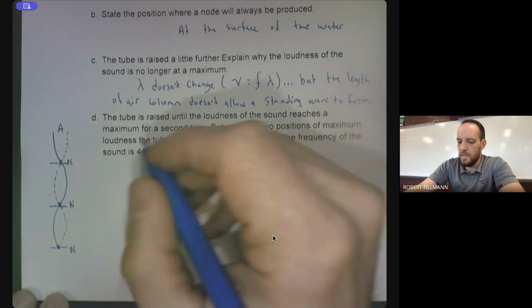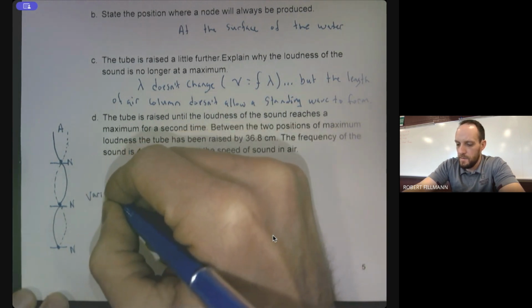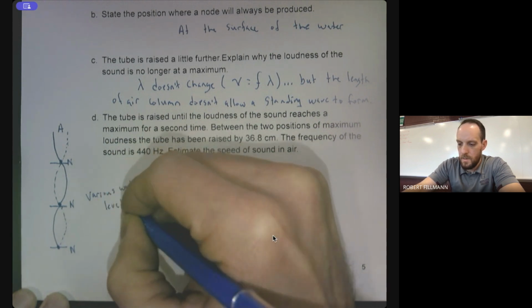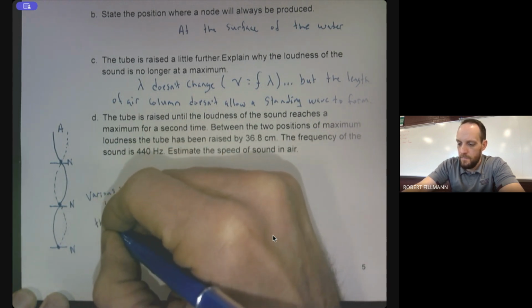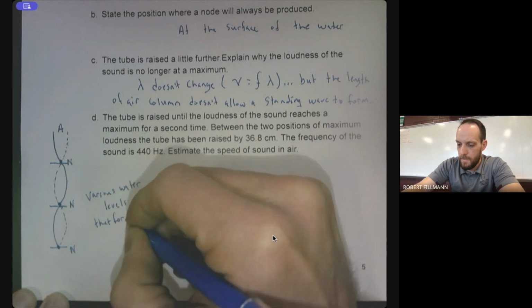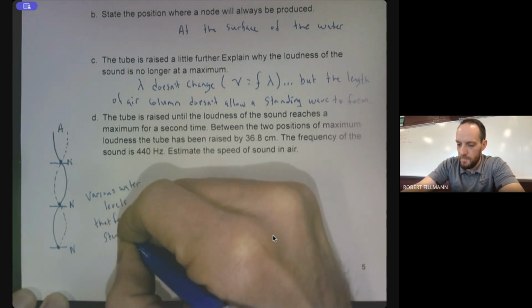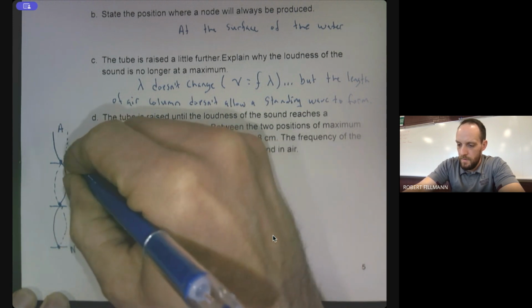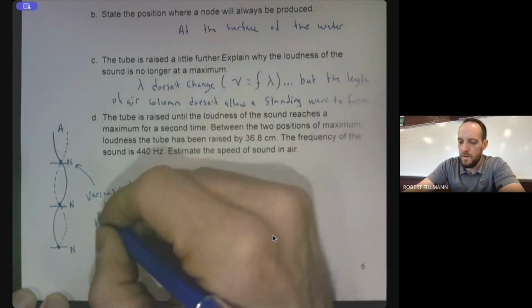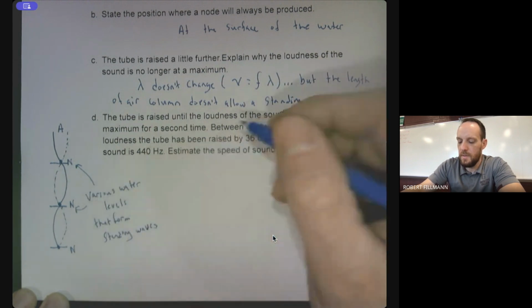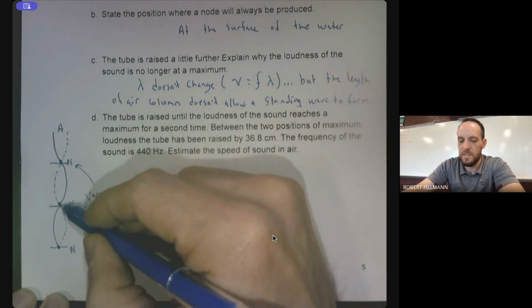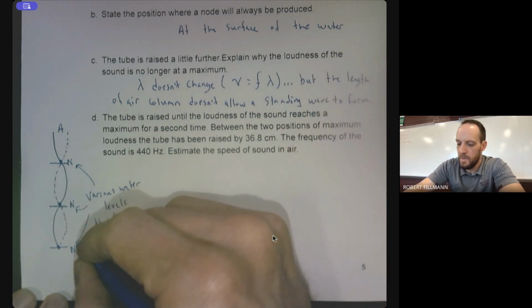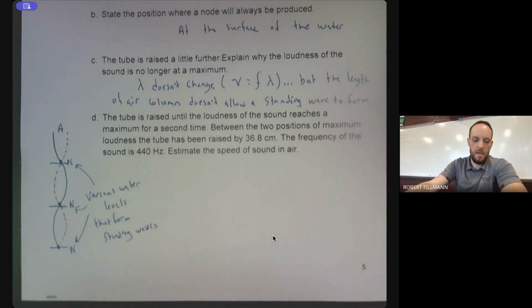Okay, so we could say that these are various water levels that form standing waves. And in this problem, this is the first place where the water level is. And then we've raised the tube out of the water so that this is the next water level where we hear the sound getting loud again. We get another standing wave. And if we kept going, there'd be another one and another one.